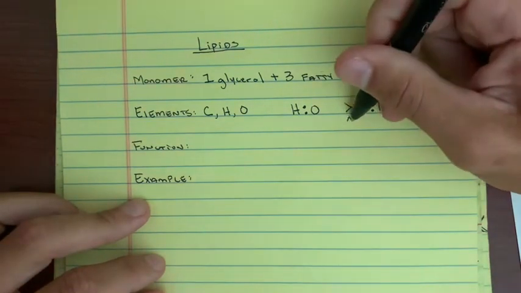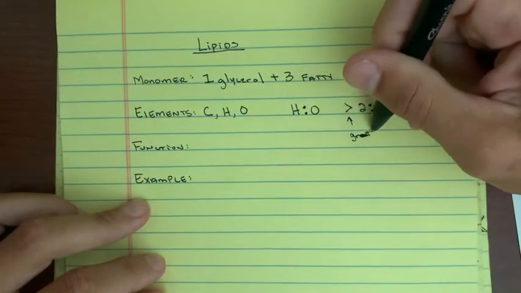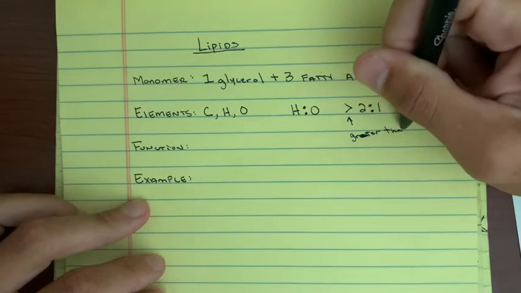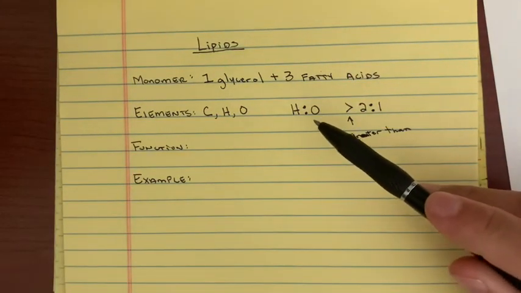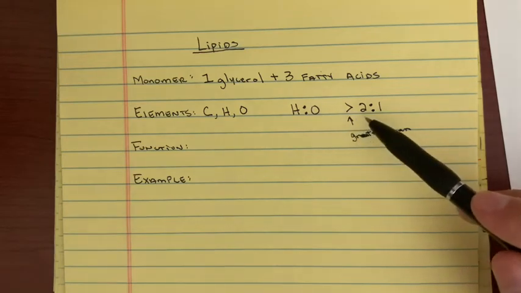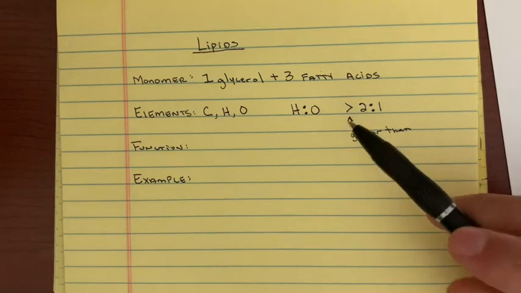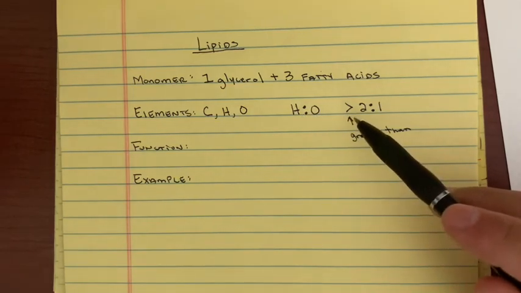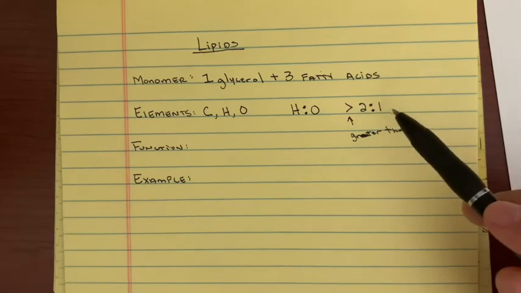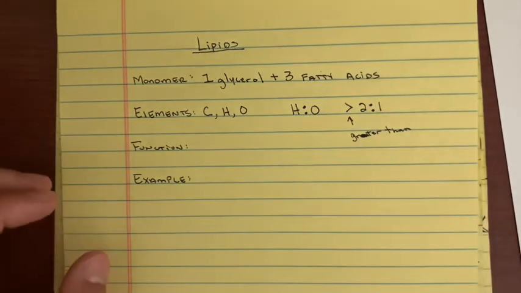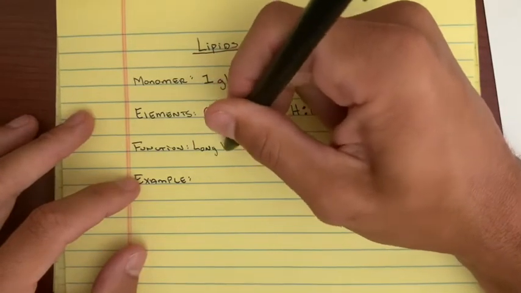Okay, remember this sign means greater than. Okay, so for a carbohydrate, the hydrogen to oxygen ratio is exactly 2-to-1. Well, for it to be a lipid, lipids have a ratio that's got to be greater than 2-to-1. So it can be anything as long as it's greater than 2-to-1, okay? And the function of a lipid is long-term energy.